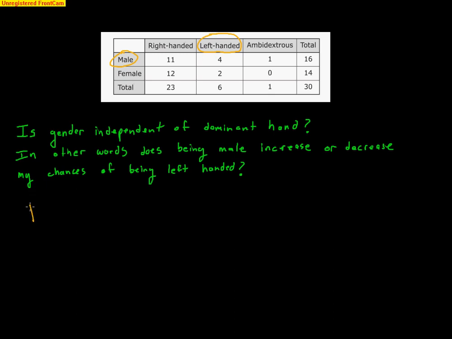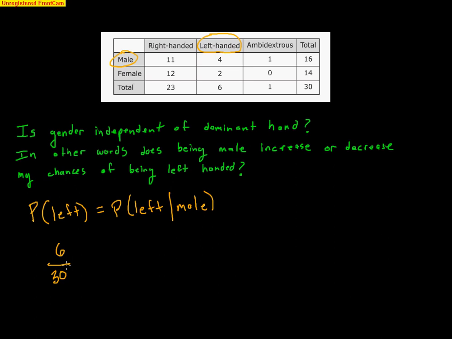So basically, I want to know what's the probability that I'm left-handed. And I want to see, does that equal the probability of me being left-handed given I'm a male? And what this is going to show me is, does being a male change my chance of being left-handed? Well, what's the chance that somebody at random is left-handed? Well, if I look at the chart, 6 people are left-handed out of 30. Very, very easy. I could grab my calculator if I need to.